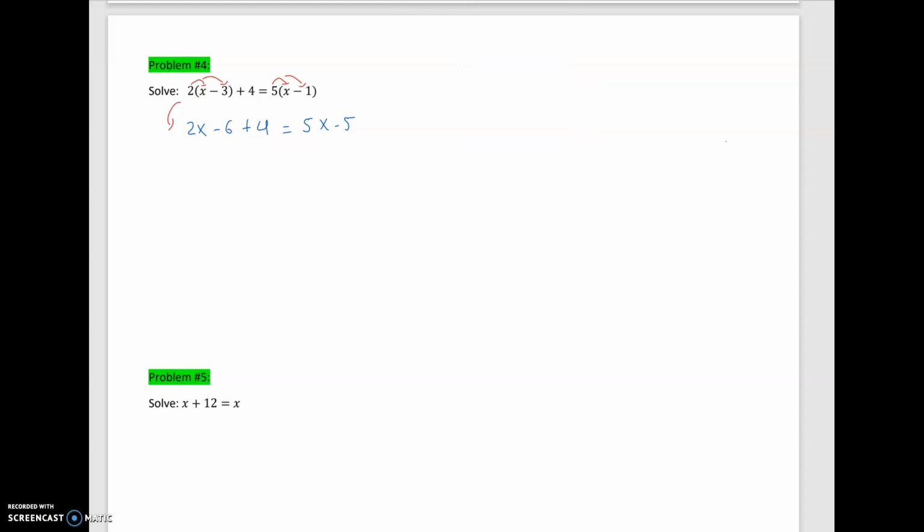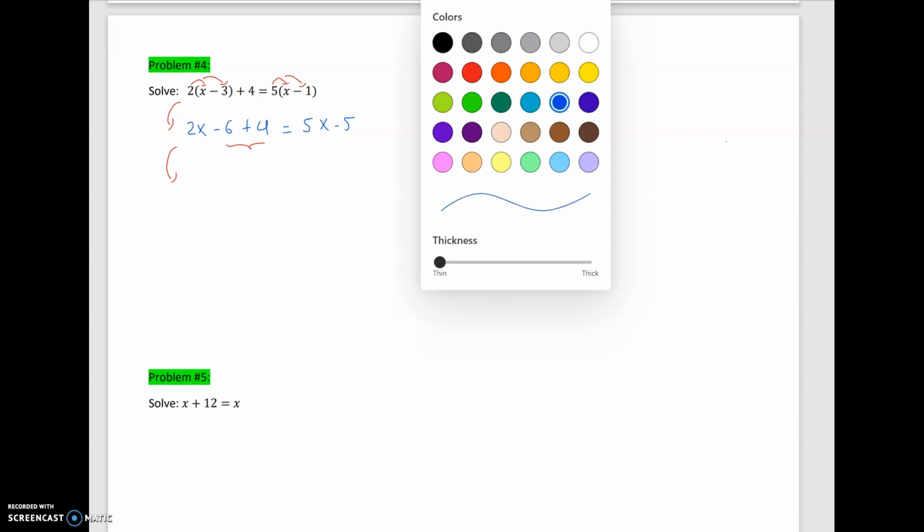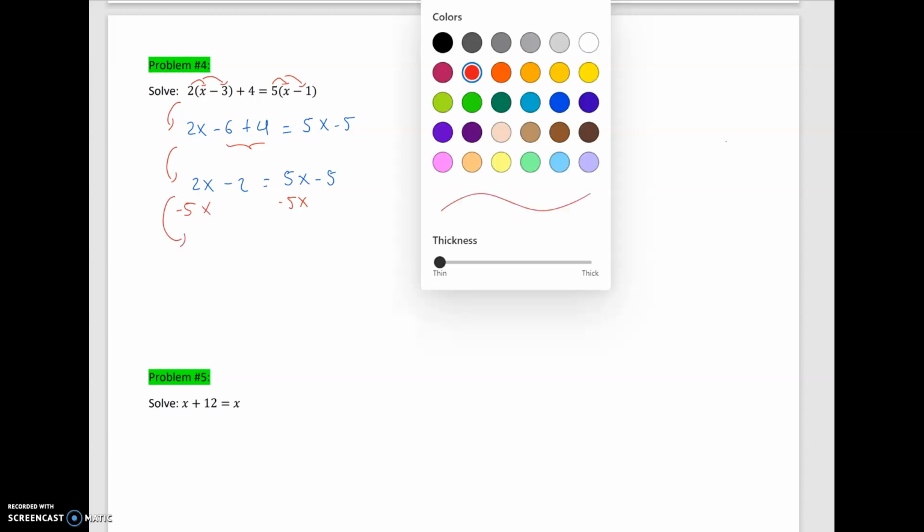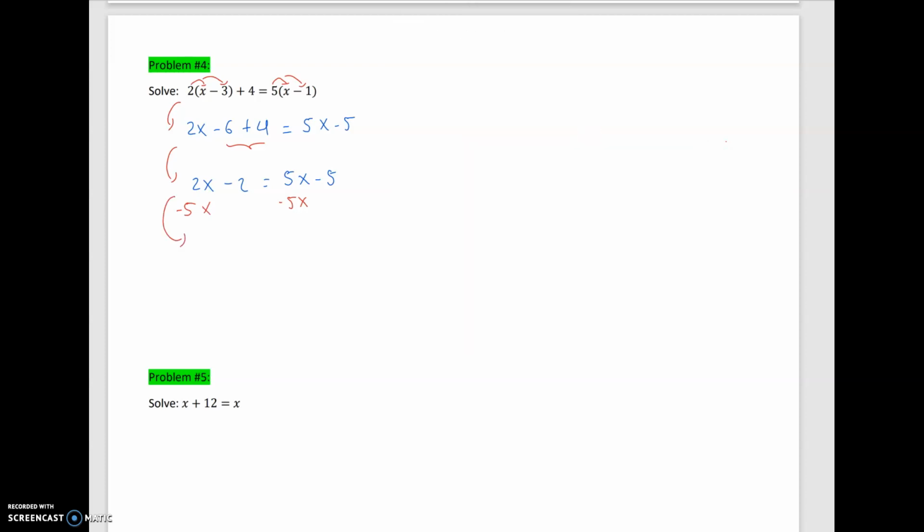And then let's completely simplify one side of the equation. In this case, we're looking at the left-hand side. So we're looking at 2x minus 2. This is equal to 5x minus 5. And let me put the x's on the left-hand side. So subtract the 5x and subtract the 5x. That's going to give us, in this case, negative 3x minus 2 is equal to negative 5.